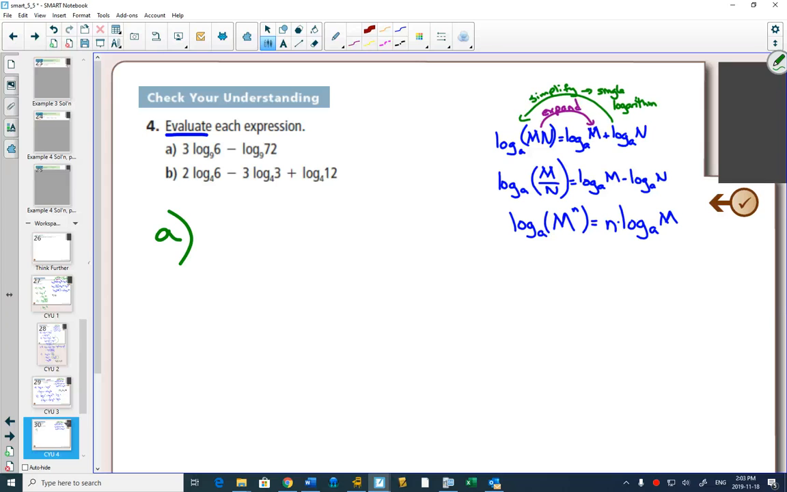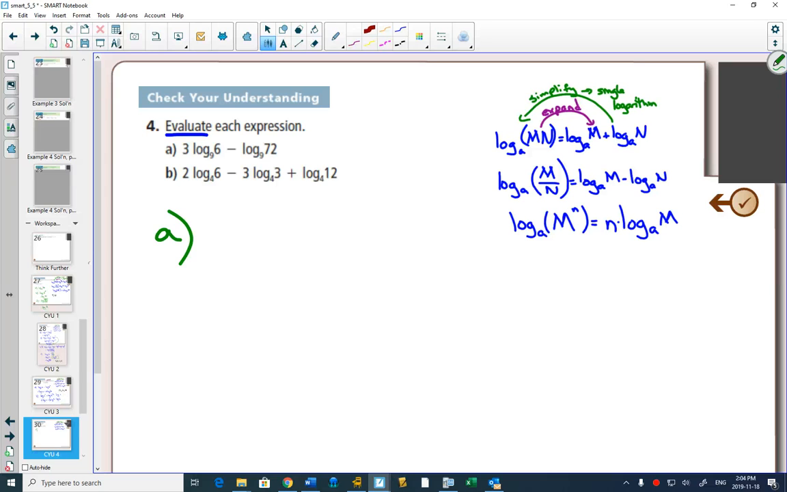Next one, log 9 of 72. Well, I know 9 squared is 81, so it's probably going to be 1.8, 1.7, but I'm just guessing. How do we do this without our calculator? Well, one of the things we have are our log laws. We have an expanded form here. We should check maybe if I write it as a single log, I might be able to simplify it.